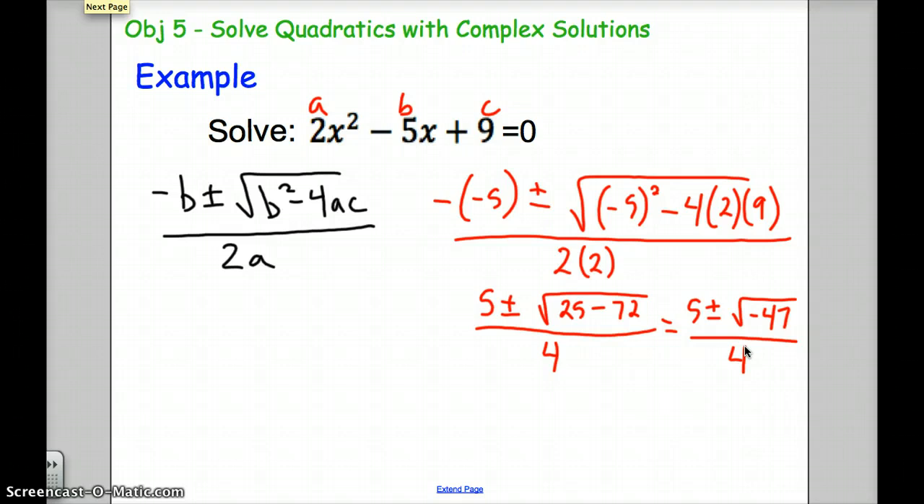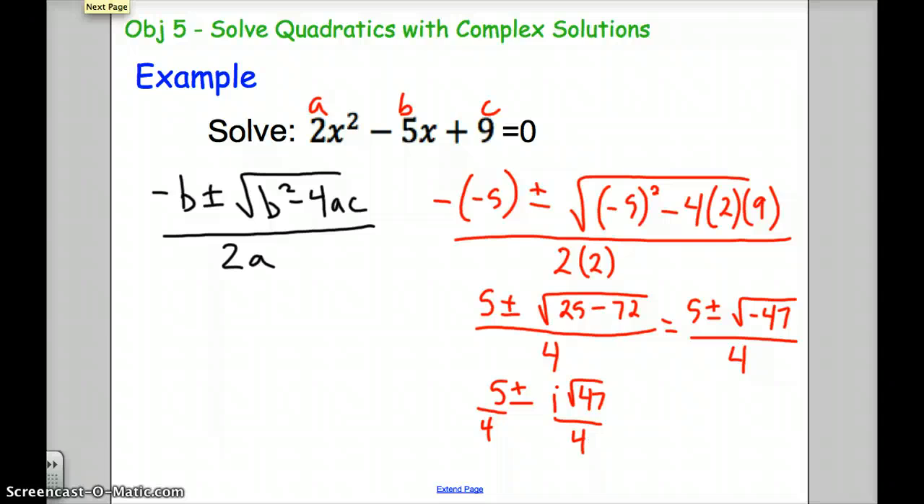The solutions are not going to be real numbers, they're going to be imaginary numbers. It's actually complex numbers that we're going to write out for the solutions. So I'm going to keep it as plus or minus, so 5 plus or minus i square root of 47, just like we learned in the previous examples. I'm also going to separate these and make them both over 4. 47 is a prime number, so that can't be simplified any further. So this is my solution set.